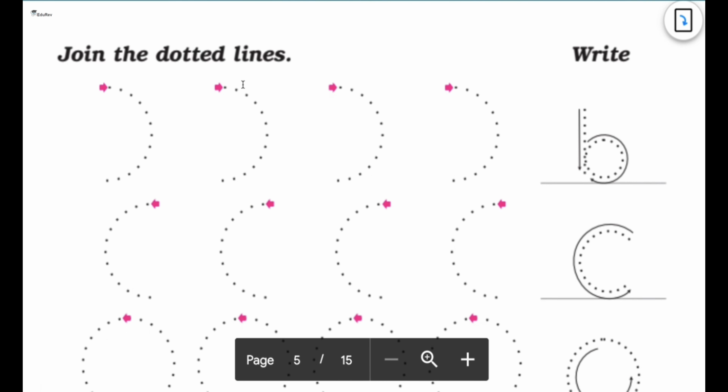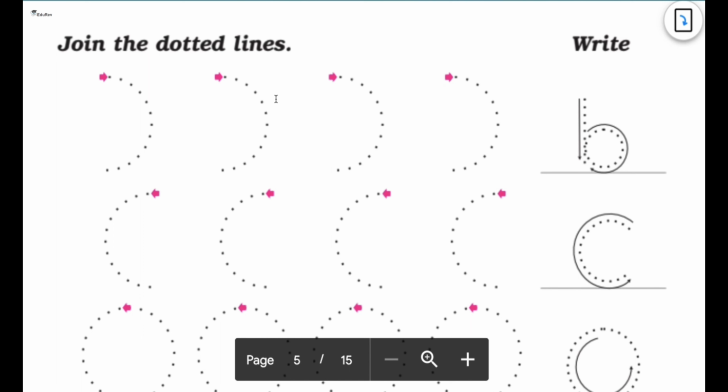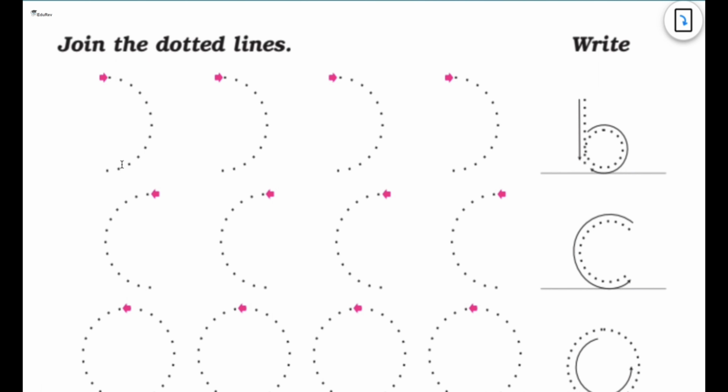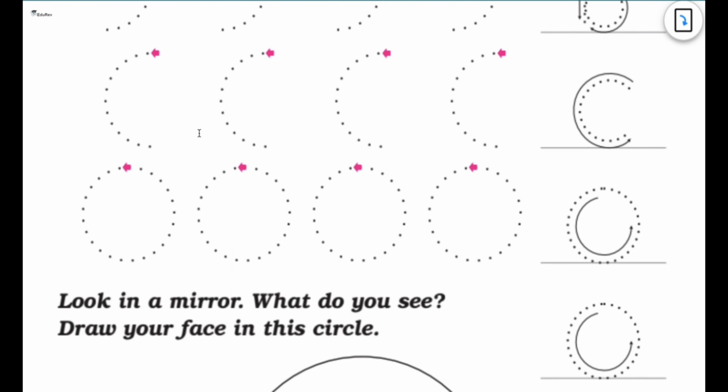Let's move further. In this question, what we need to do is, we need to join the dotted lines. That is, we need to join these dotted lines. They are simple curves and we can do this. So we have B and C and O in that.